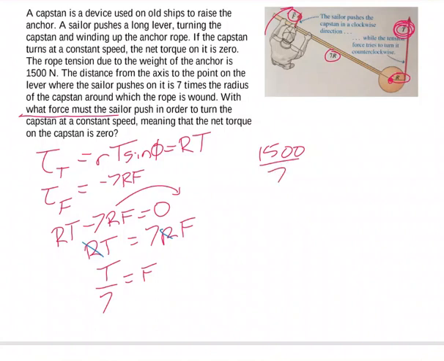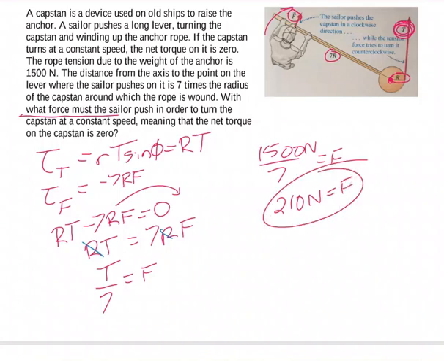That is 1500 what, by the way? Newtons over 7 equals F. So what do we get? 214.3. With significant figures, this will be what? 210. 210 newtons.